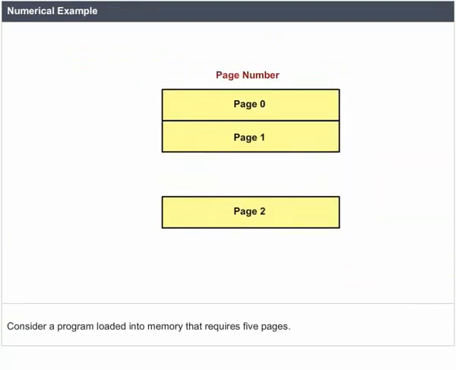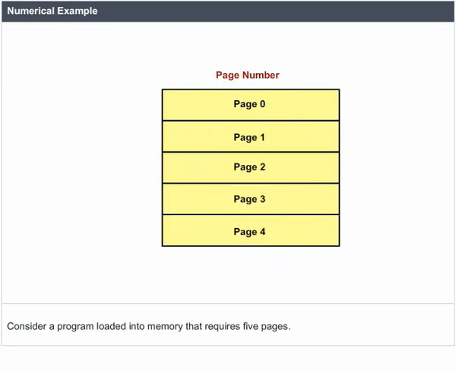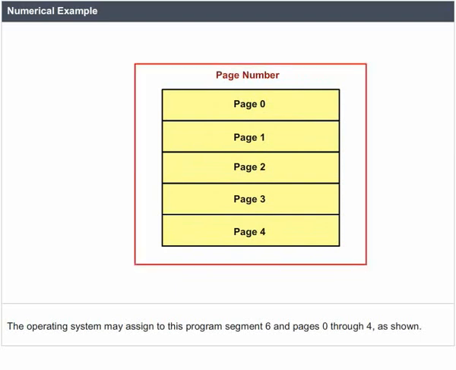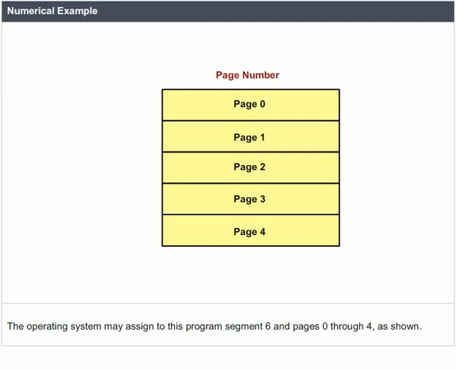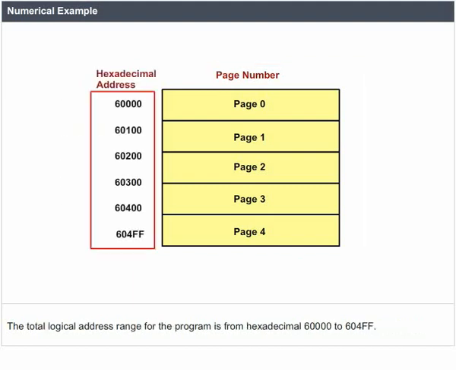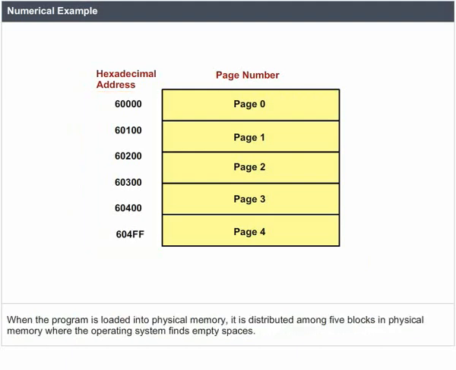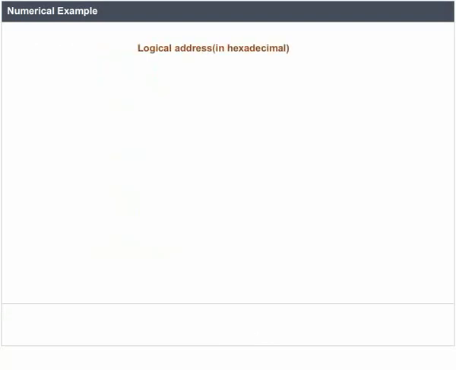Segmented page mapping. Numerical example. Consider a program loaded into memory that requires 5 pages. The operating system may assign to this program segment 6 and pages 0 through 4 as shown. The total logical address range for the program is from hexadecimal 60000 to 604FF. When the program is loaded into physical memory, it is distributed among 5 blocks in physical memory where the operating system finds empty spaces.